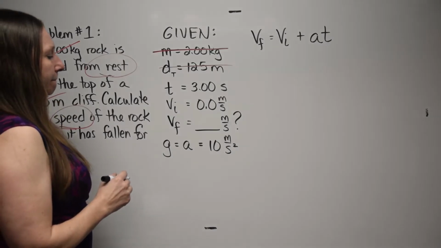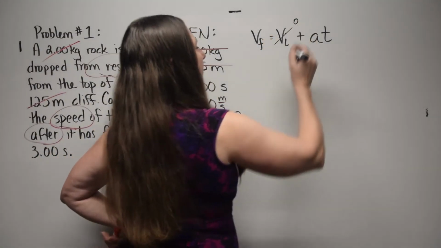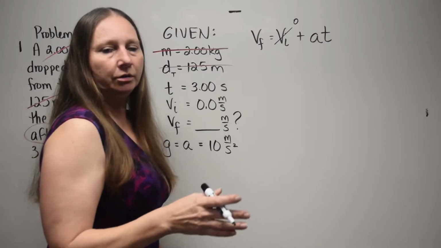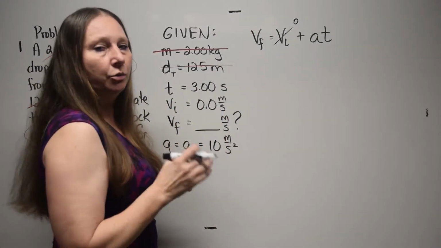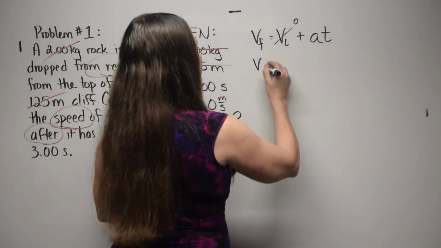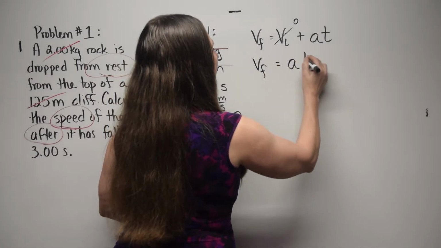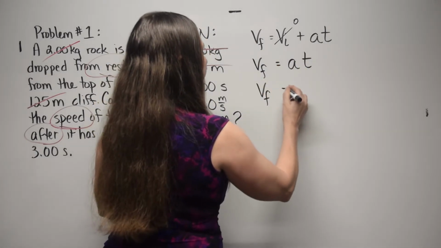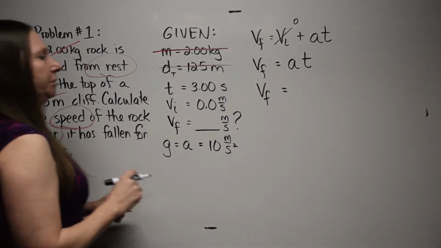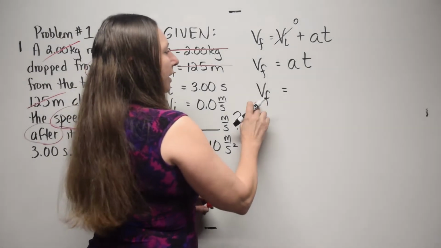Okay? V initial is 0. All right, never plug in zeros. If something is 0, get rid of it as quickly as you possibly can. So V final is going to be A times T. All right, V final. Now, do they want the final? They want the final speed. All right, V final.